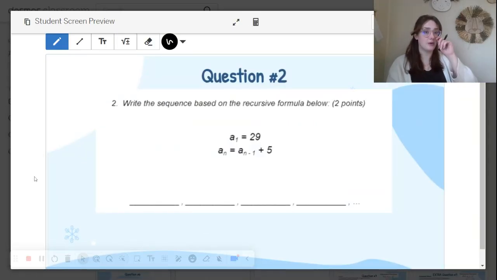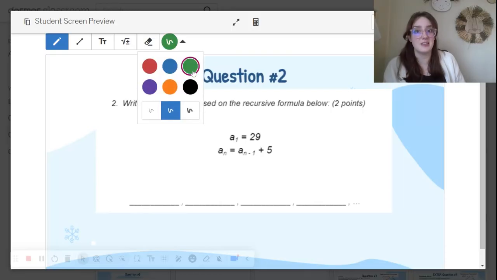Okay, now we're at question number 2. It's saying write the sequence based on the recursive formula below. So they're giving us the recursive formula. Again, your exam is going to look very similar. Luckily for us, it's not in parentheses, so we don't have to change it. The subscripts are there. A sub 1 equals this. And then remember, the recursive formula is saying to find the nth term in the sequence, how do we do that? We need the term right before it, and then we're going to add the common difference.